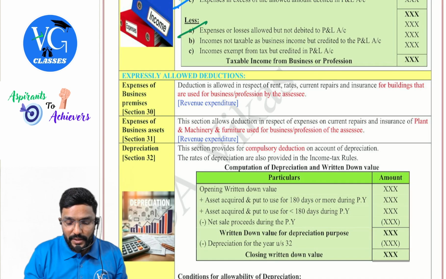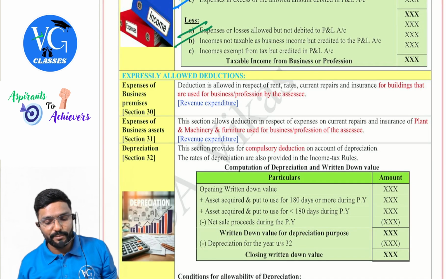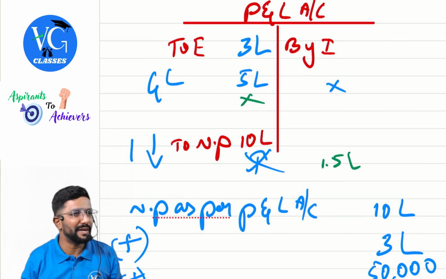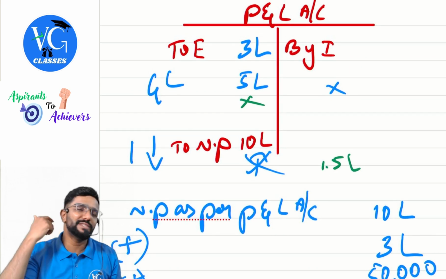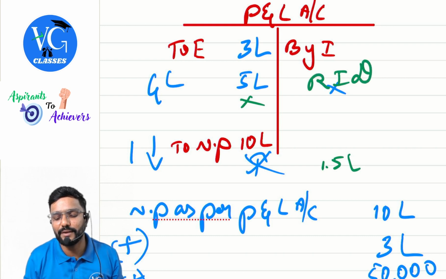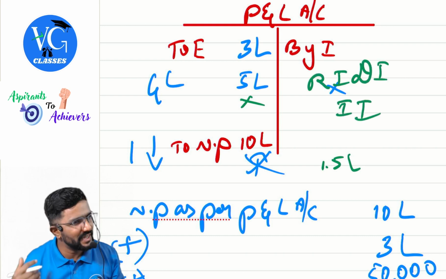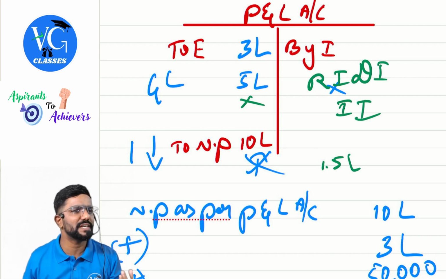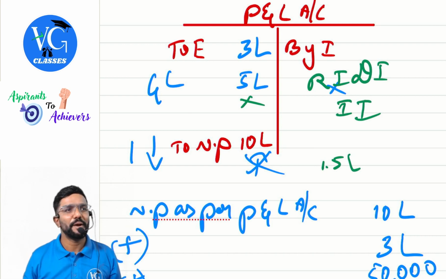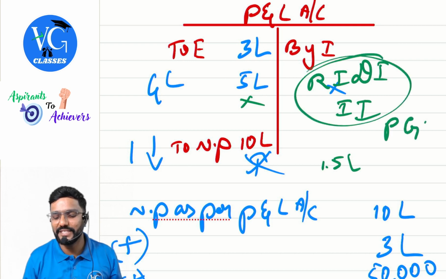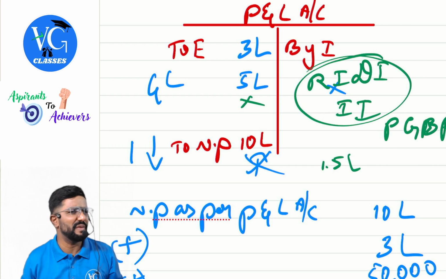Next. Incomes not taxable as business income, but credited to P&L account. Guys, in accounts, there is no concept of heads of income and all. Clear? Any income, you just credit it to P&L account, whether it is rental income, dividend income, interest income, or any profit on sale of assets, everything you will credit. But in income tax law, all these are not taxable under the head PGBP. It is taxable elsewhere.